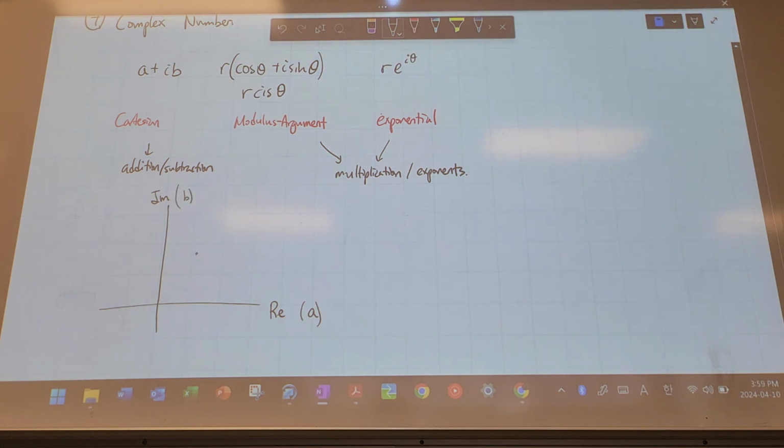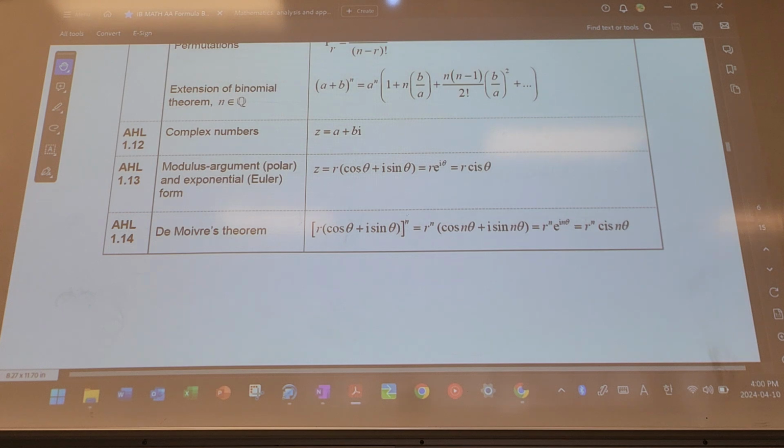So then, for example, if I draw out the situation like this, I can represent it as 2 plus 2i. It means that the real value is 2 and the imaginary value is also 2. So after I draw it out, I can measure the angle and also the r value. I forget, what's the modulus? What's the argument? It's not important, I think. I think r is the modulus. Yeah, r is the modulus.